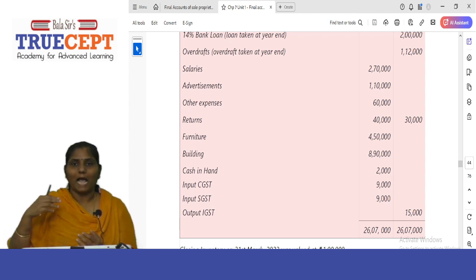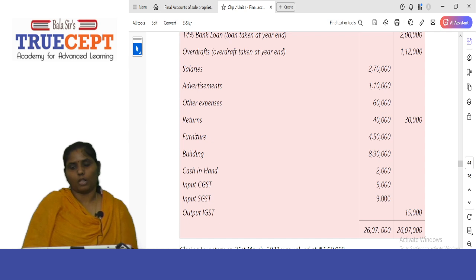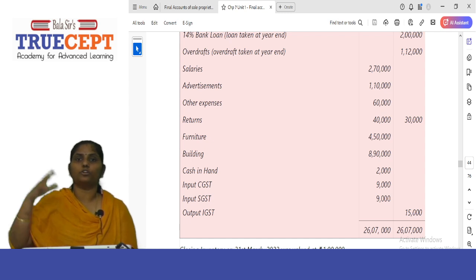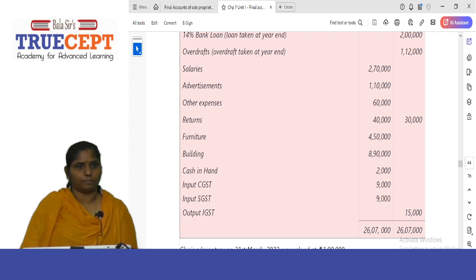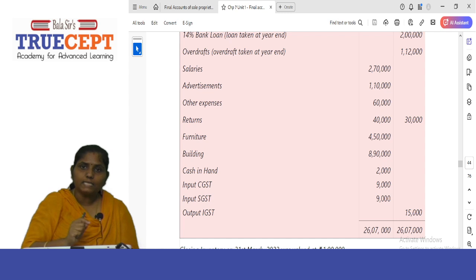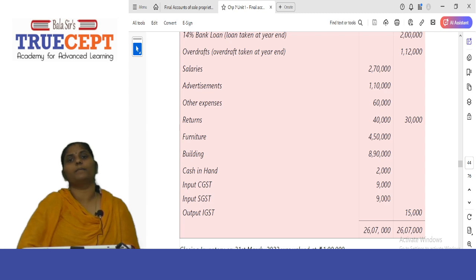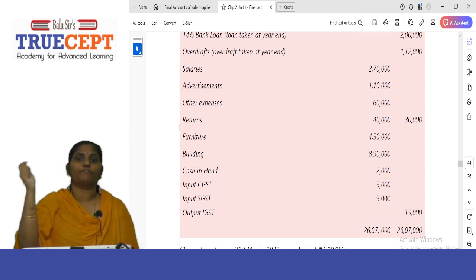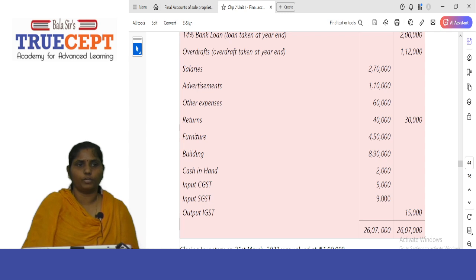Fine. And there is an output IGST where I made a sale. Okay. When I sold goods, I did not sell it to a person within the state. I sold to some other person in a different state. That is why I had what? IGST output. How much do I have? 15,000 rupees I collected from my customer. Remember, this 15,000 I am supposed to remit to the government minus the credit that I have.